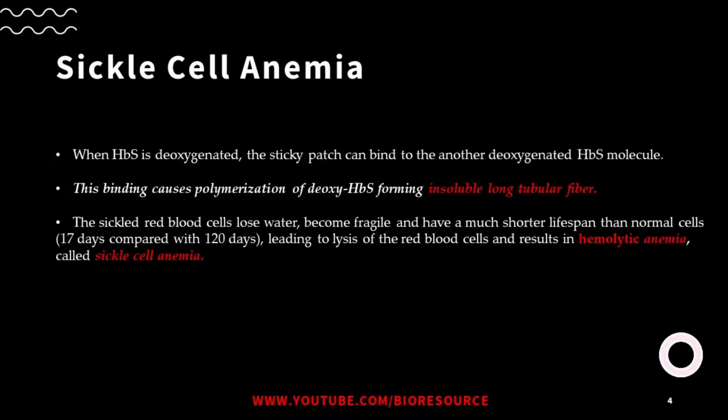The sickled red blood cells lose water, become fragile, and have a much shorter lifespan than normal cells. Normally, the RBC lifespan is 120 days, whereas the lifespan of sickle red blood cells is only 17 days. And this leads to the lysis of red blood cells and results in hemolytic anemia, called sickle cell anemia.